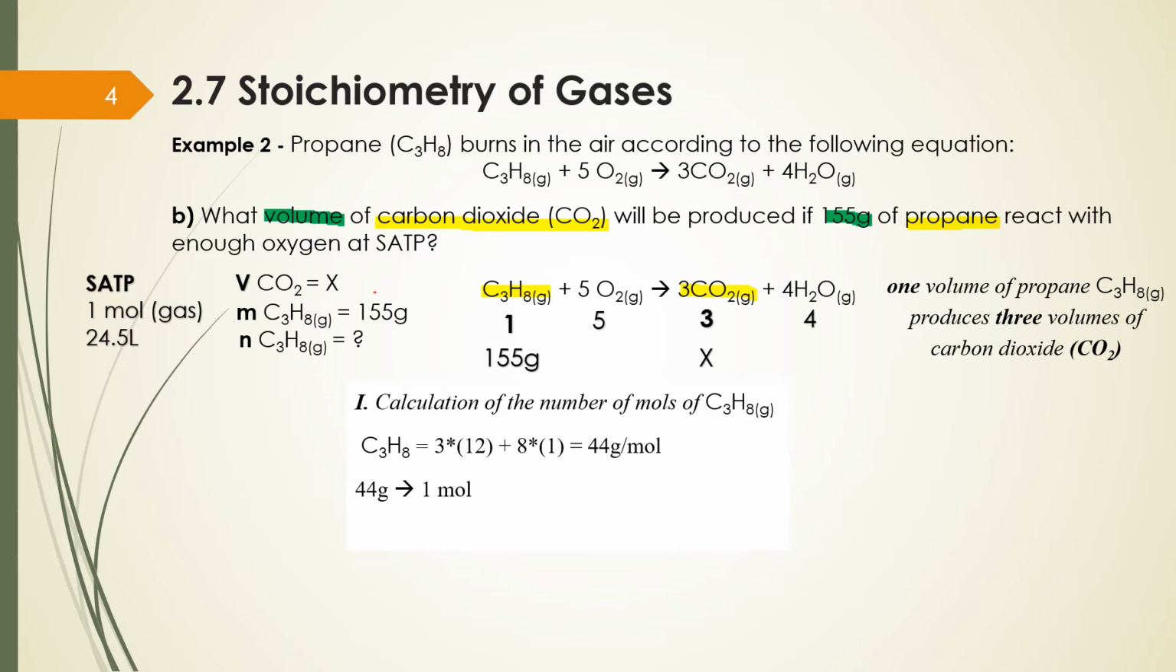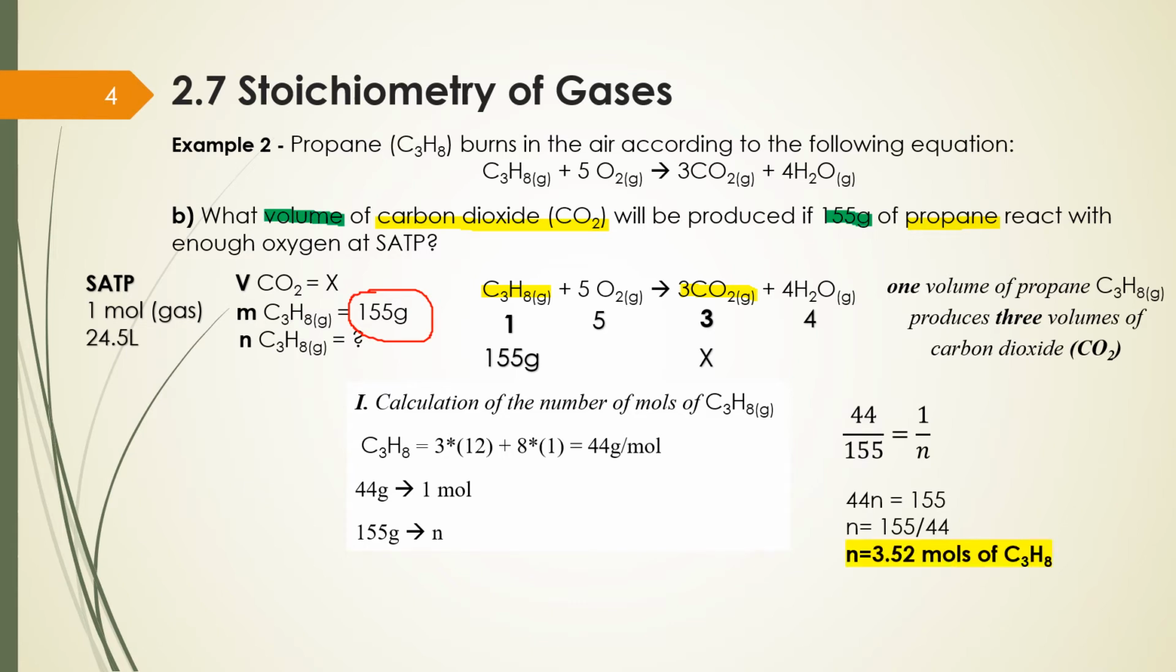Yes, so I have 155 grams of propane. So 155 grams propane, how many moles? Don't know yet. So the rule of 3, 44 over 155 equals 1 over n. So 44n equals 155. So n equals 3.52 moles of propane. But I didn't finish yet. I just found my number of moles of propane.